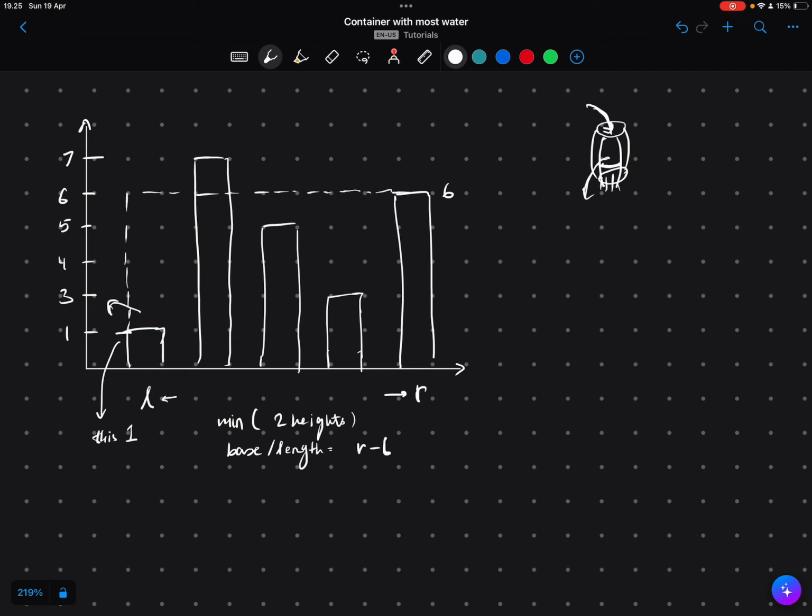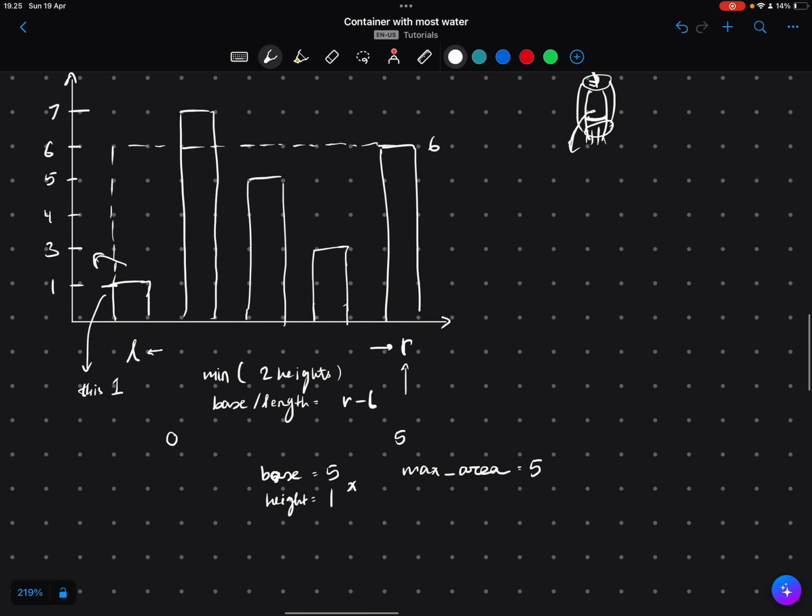So let's say L was 0 and R was 5, then the base would be 5, right? And our height would be the minimum of 1 or 6, so it would be 1. The maximum area that we could fill, as the rectangle's formula is base times height, would just be 5. That would be our maximum area for this particular rectangle.